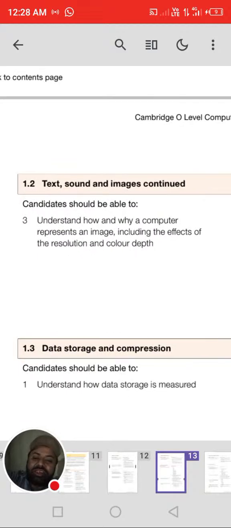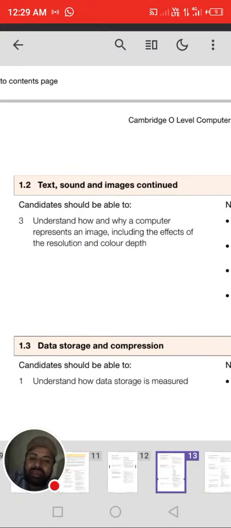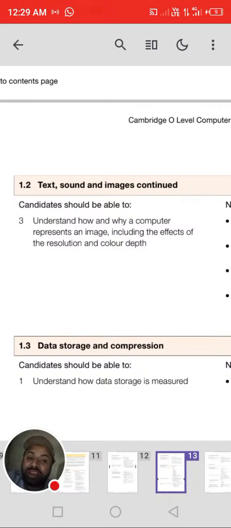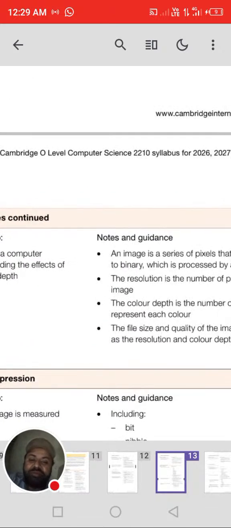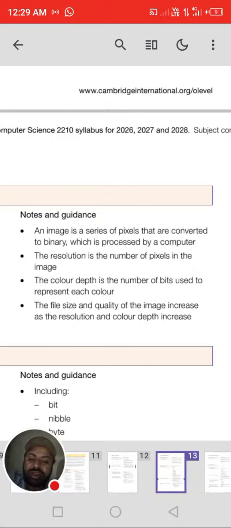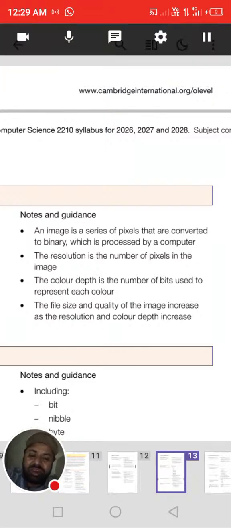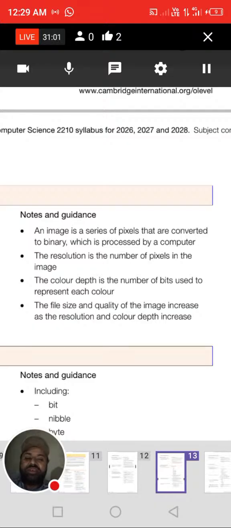And then is the concept of text, sound, and images. Understand how and why a computer represents images. We take photos and pictures, and how and why a computer represents an image includes the effects of resolution and color depth. That's important. So here are notes and guidance for you. An image is a series of pixels that are converted to binary, which is then processed. Yes, it's a combination of pixels, which we call dots, that are converted to binary first and processed by the computer.